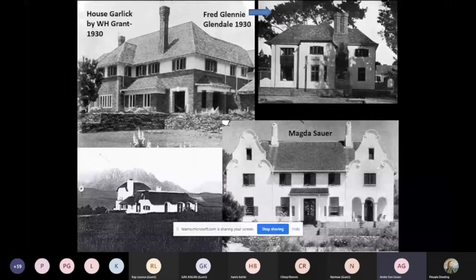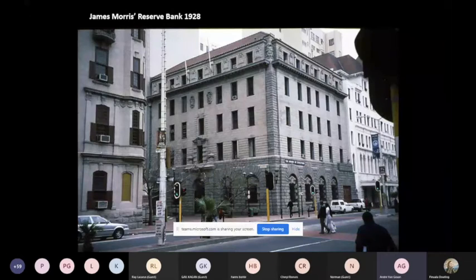And also Magda Sauer, also a prominent architect, continuing there in the Herbert Baker arts and crafts tradition with Cape Dutch gables, and also the house in the lower left, also with a thatched roof. So even in the late 20s, one sees also there a building which was much admired.